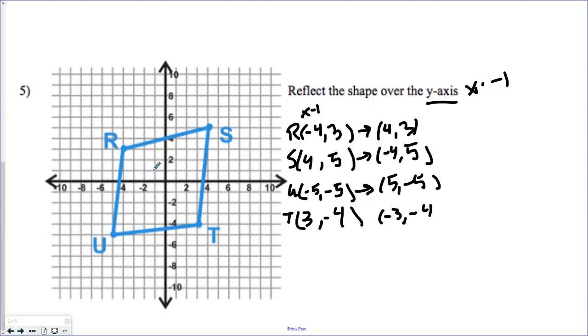So it looks something like this. 4, 3, which is right there. -4, 5, which is up here. 5, -5, which is down here. And -3, -4, which is right there. And so my shape would look something like this. So again, it's been kind of flipped across the y-axis. You can kind of see these points are now over here, and these points are now over here.